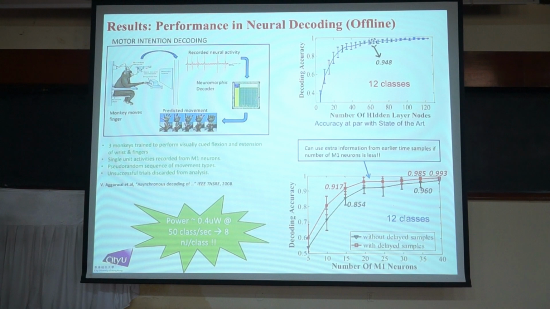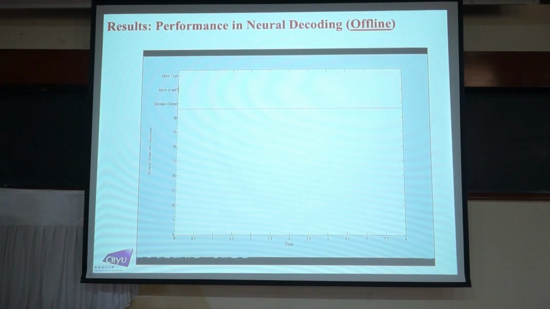All of this was done within a power budget of less than a microwatt. This was doing about 50 classifications per second, which amounts to about 8 nanojoules per classification, which is very low power, good enough for implantation. And this will show you a video of the decoding.